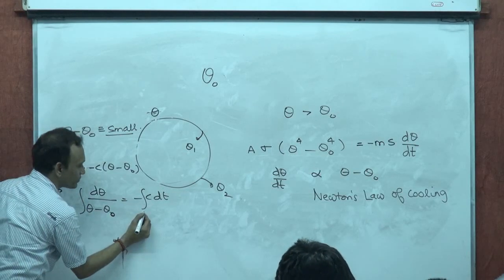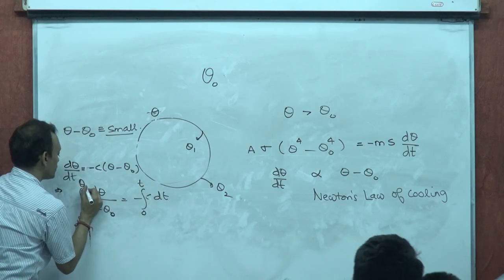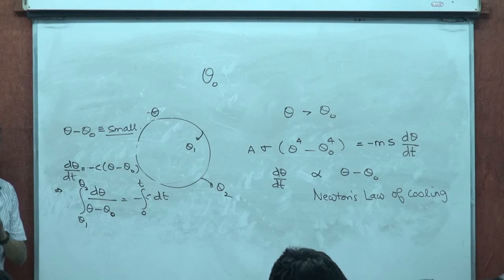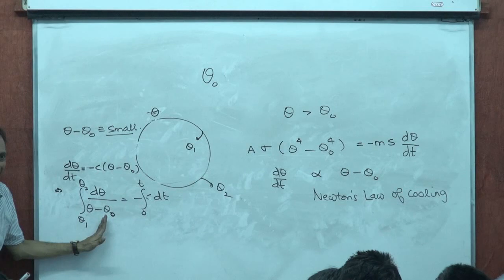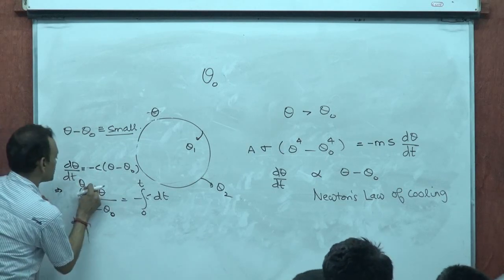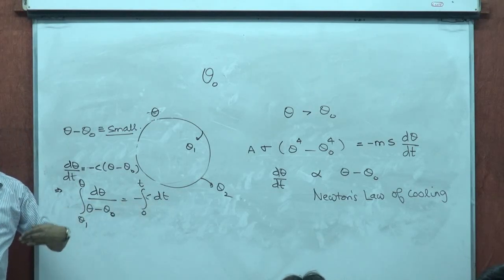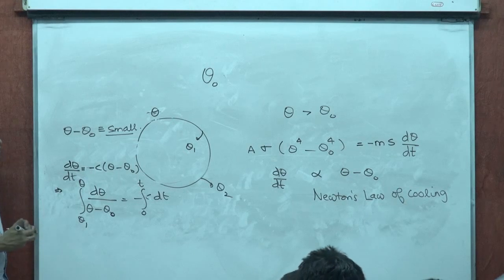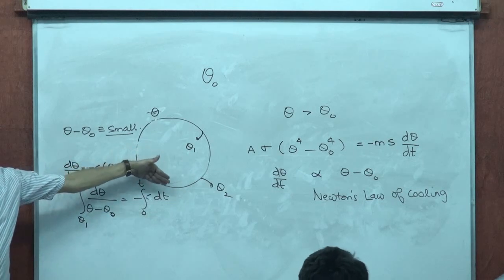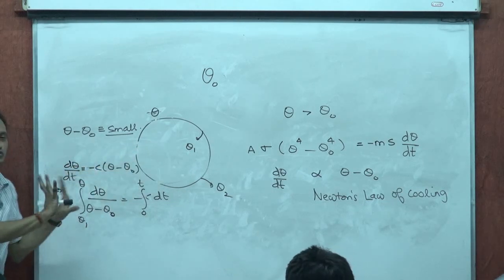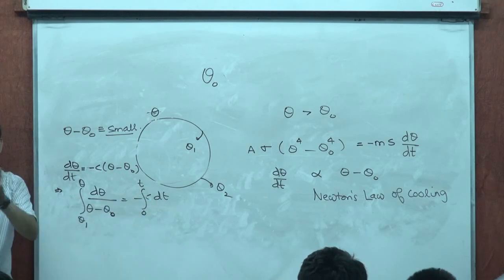At time t equal to 0, theta was theta 1. At time t equal to t, theta becomes theta 2. This will give me theta as a function of time. So I can find out the time it takes for the body to cool from theta 1 to theta 2. If you plug in theta equal to theta 2, you will get the time it takes to cool to theta 2. But you don't do all this. This is very ornamental. We just don't do all this.